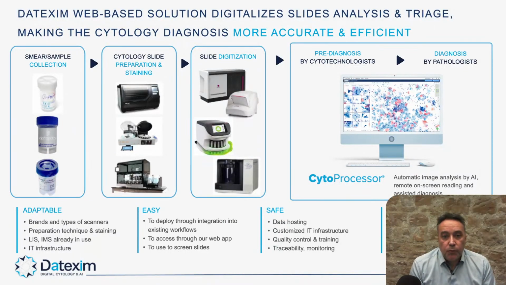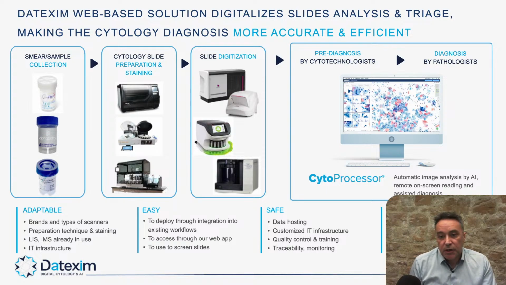So quickly, for people who don't know, what is CytoProcessor? CytoProcessor is a solution to help cytotechnologists and pathologists to screen cytology slides and find cervical cancer. As you can see on the screen here, this application automatically analyzes images coming from a slide scanner. It will detect, categorize, and sort cells into 4 categories.